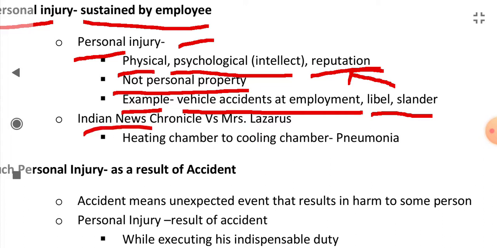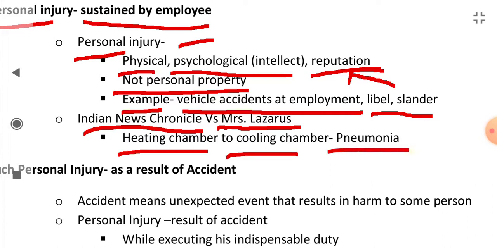In the Indian News Chronicle versus Mrs. Lazarus case, the workman went from a heating chamber to a cooling chamber, which caused pneumonia. So this was a physical injury which was included in personal injury.